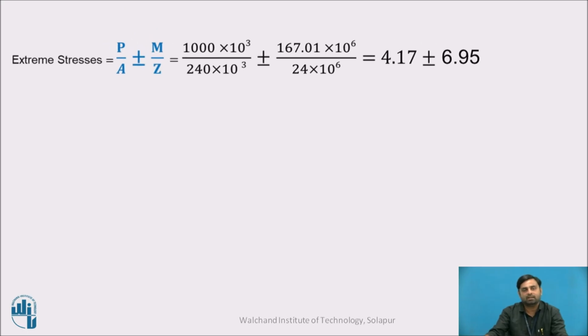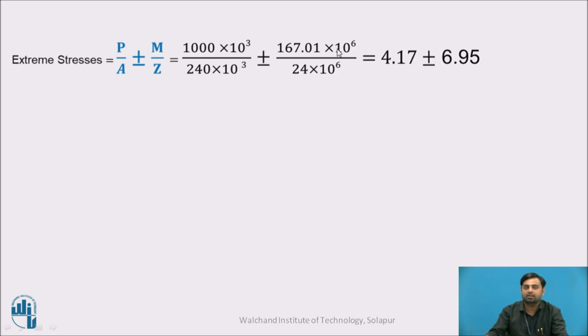Now for the extreme stresses calculation, as we know, we need to calculate the direct stress and the bending stress. The resultant extreme stresses are P by A plus minus M by Z. Here again we have kept the values. The value of P is 1000 into 10 raised to 3 divided by the area. The area is 240 into 10 raised to 3. The area comes from the cross section. The cross section of the beam is given as 400 by 600, and from that we can calculate the area.